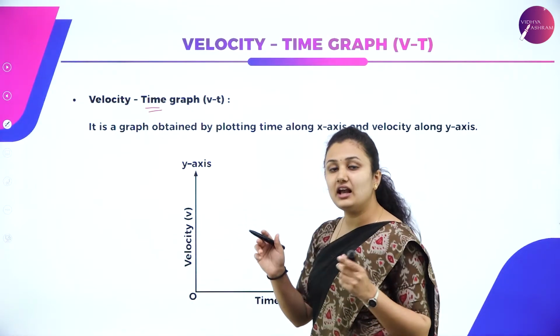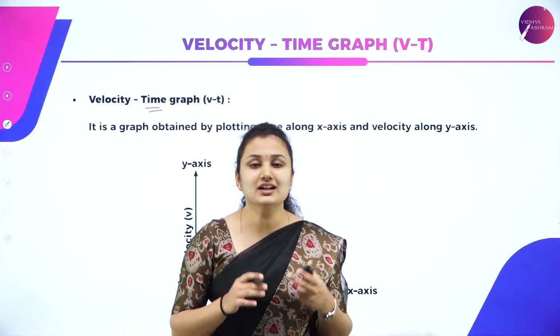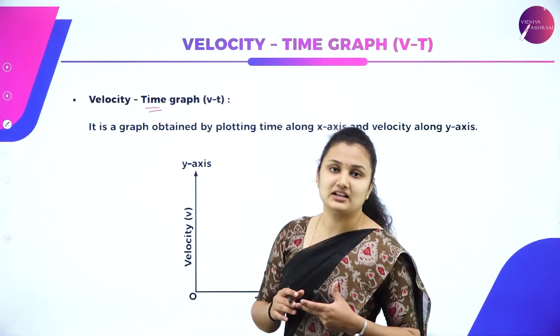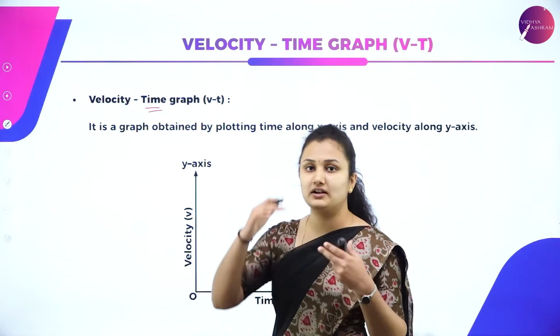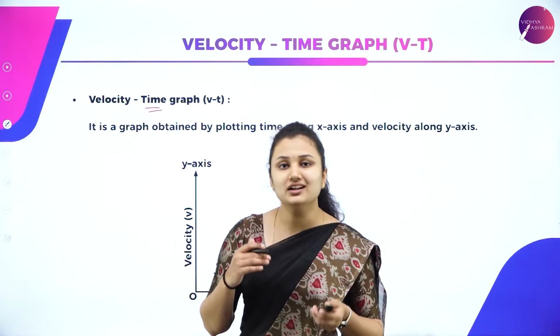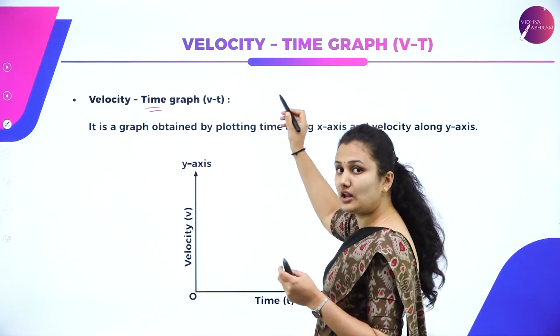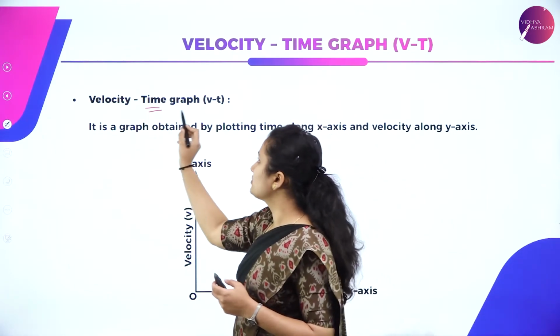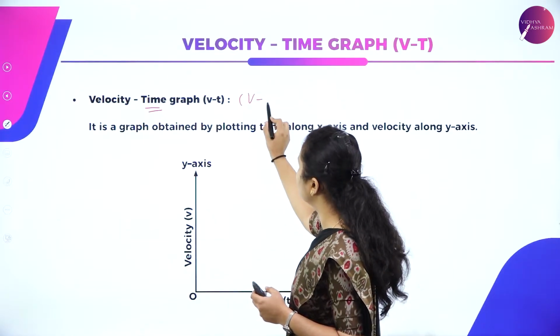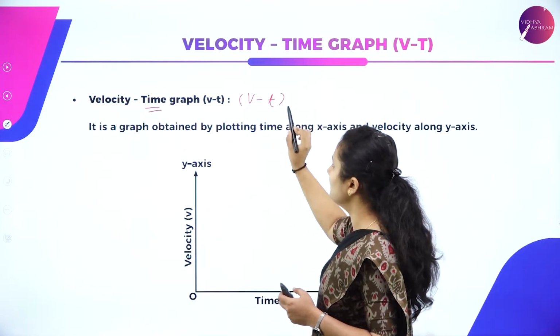So position time graph gives us velocity, velocity time graph gives us acceleration. The area under the curve gives us the displacement at that instant of time. So we'll come to that. Before that, try to understand velocity time graph first. So velocity time graph is given as VT, velocity time graph.